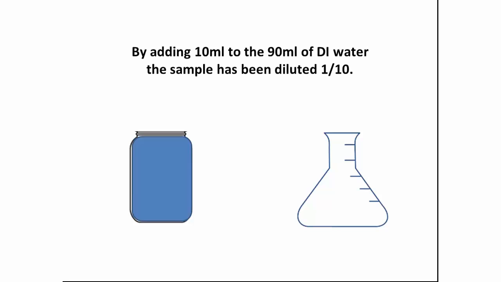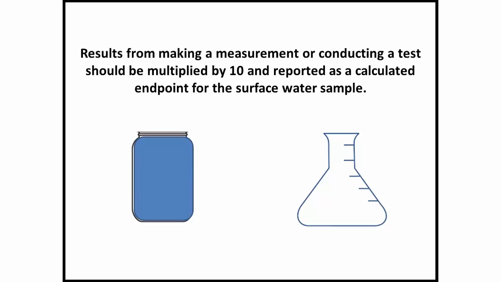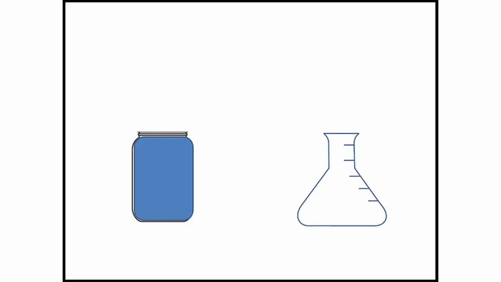By adding that 10 mL to the 90 mL, our sample has been diluted. It's a 1:10 dilution. Measurement results from this diluted sample must be multiplied by 10 to reflect the original surface water quality sample. Now we can take a look at the serial dilution of a water quality sample.